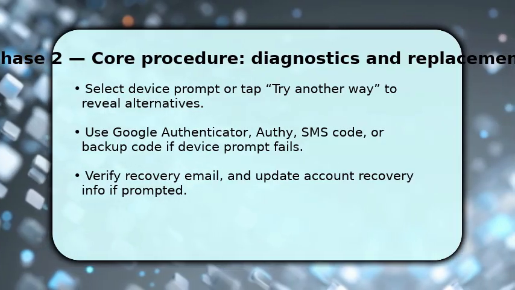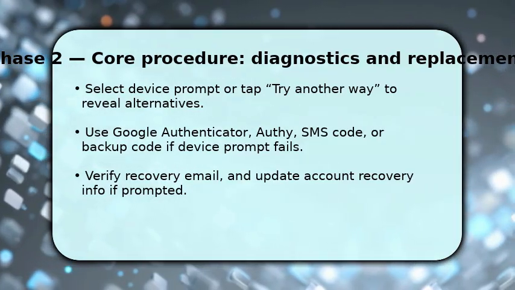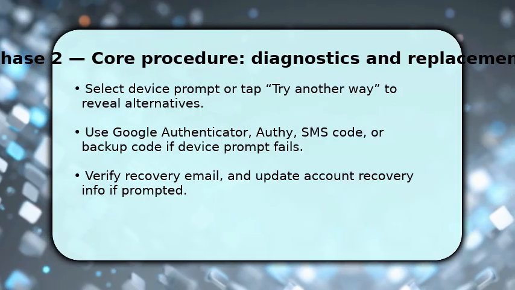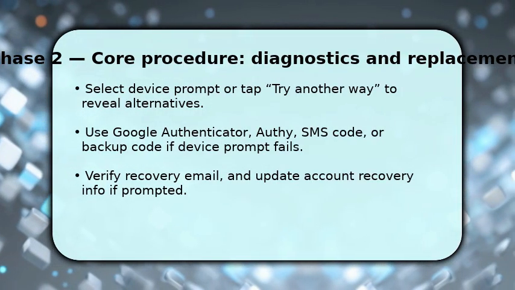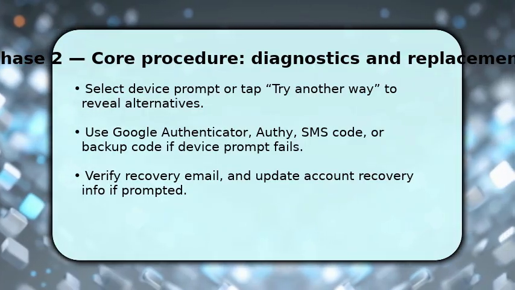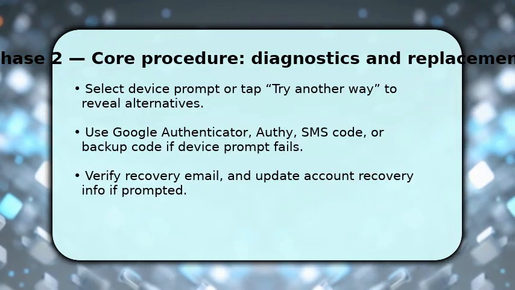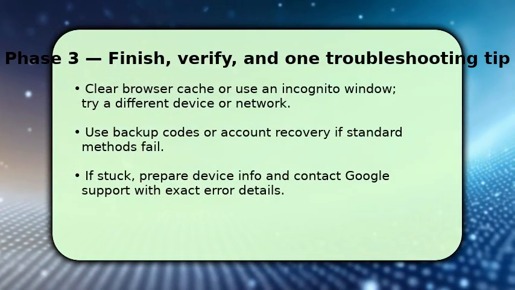While you follow these steps, keep transitions smooth, switch methods quickly, and reattempt the prompt after each change. Complete verification by entering the received code or approving the prompt. Once verified, review your security settings and add alternative sign-in methods.